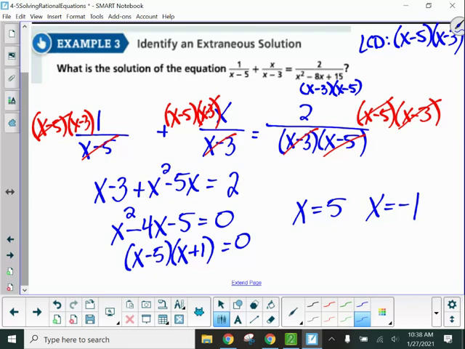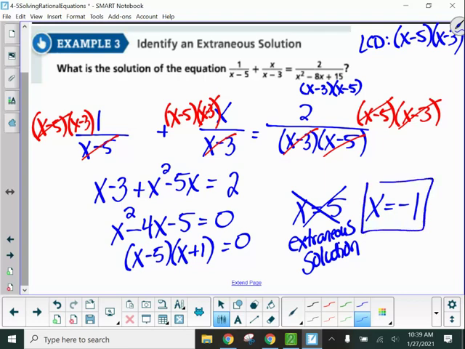Well, if you look back at the original problem, if I were to plug 5 into the first fraction, I have 1 over 5 minus 5, which is 1 over 0. That's where your extraneous solution comes in. 5 is not a real solution. It does not work whenever you plug it back into the original problem. Negative 1, however, does work whenever you plug it back into the original question. So again, we would cross out the 5 because that's extraneous. So the only solution this problem has is x equals -1.